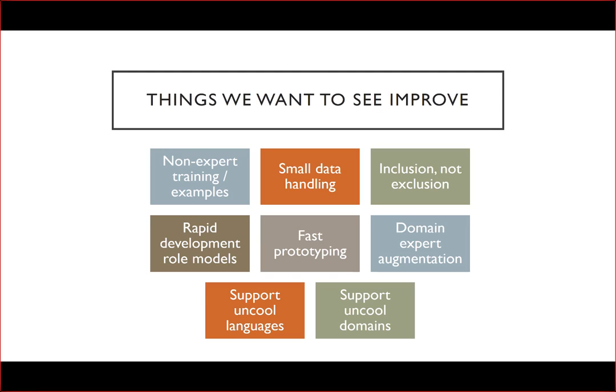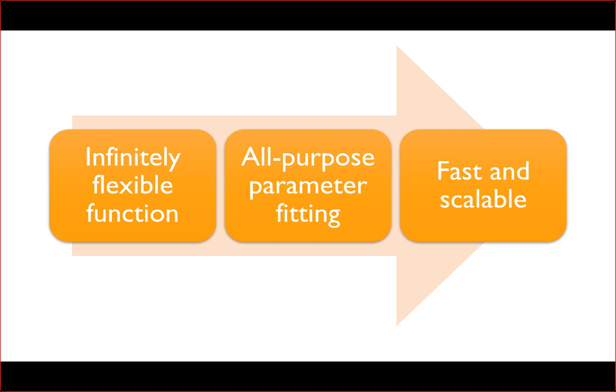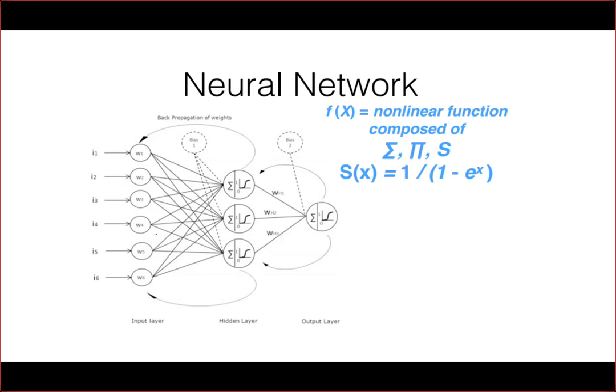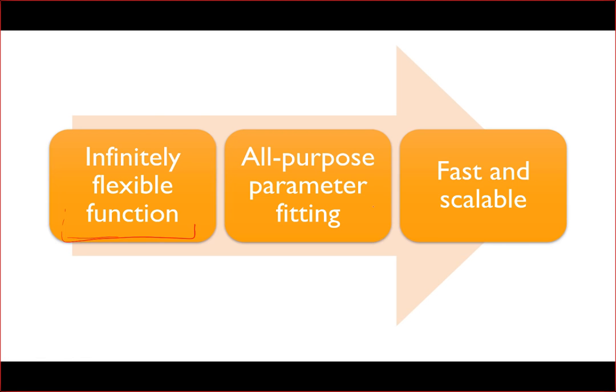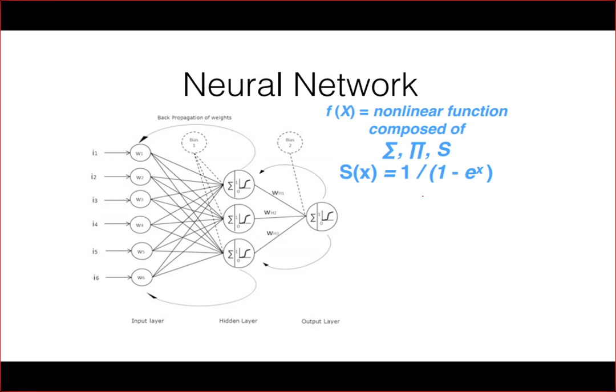We're just refocusing it. So the reason why we're excited about this is that we have now the 3 pieces of kind of this universal learning machine. We now have the 3 critical pieces: an infinitely flexible function, all-purpose parameter fitting, which is fast and scalable. So I'll tell you what I mean about these 3 pieces.